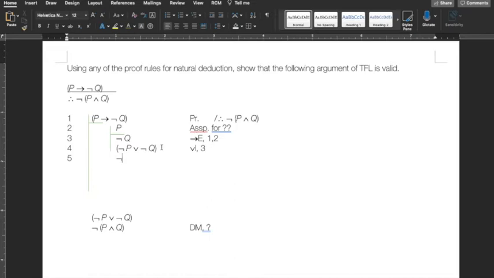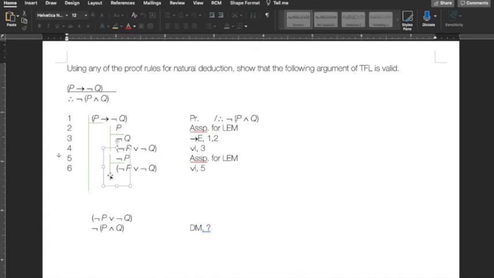So by assuming not P, and this now is an assumption for law of excluded middle, where we assume P in one proof and not P in the other, I can fill this in. Assuming not P immediately allows me to add not P or not Q, again by disjunction introduction, this time applied to line 5. So you can add the other disjunct in whichever direction you want. And this works perfectly for law of excluded middle.